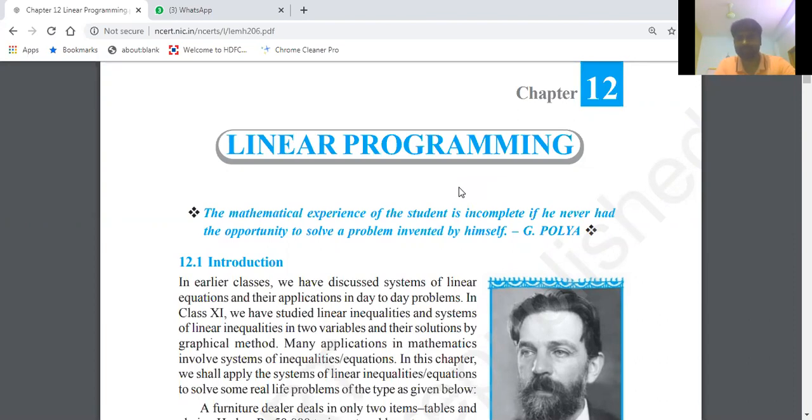For example, revenue we generally maximize, and the cost function we generally minimize. So within minimum cost only we get the maximum, which everyone generally requires. Correct, everyone needs that. So in this chapter, the problems where we maximize or minimize are known as LPP, meaning linear programming problem.